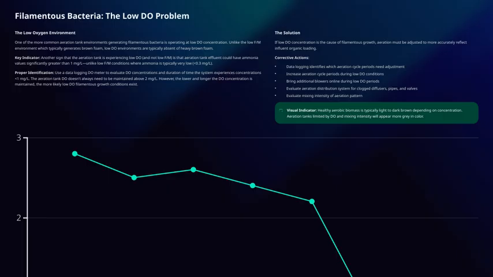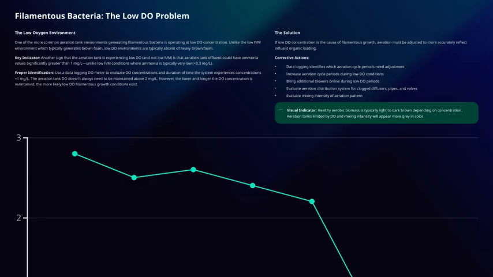One common environment in aeration tanks that promotes filamentous growth is when the oxygen levels are low. Now, it's important to differentiate this from low FM conditions, which usually produce brown foam. In low DO situations, you typically won't see heavy brown foam. A key indicator that you're dealing with low DO rather than low FM is if the effluent from the aeration tank has ammonia levels significantly above 1 mg/L. In contrast, low FM conditions usually keep ammonia very low, below 0.3 mg/L.